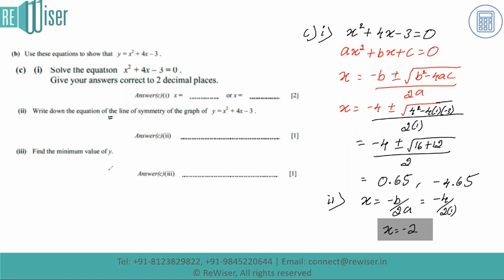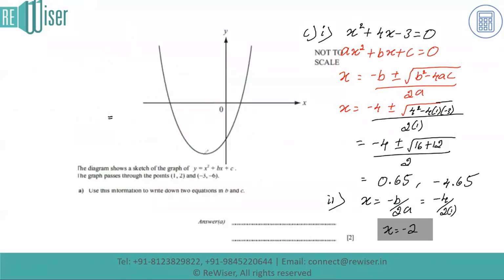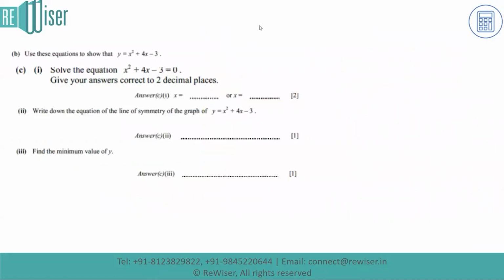And for part 3, find the minimum value of y. In order to find the minimum value of y, that's basically the vertex, this particular point. Since we have this line of symmetry, we clearly know that the minimum value will exist when the x coordinate is minus 2. So for part 3, we just need to put the x coordinate as minus 2, and whatever y coordinate we get will be the vertex. And that would be the minimum value as well.